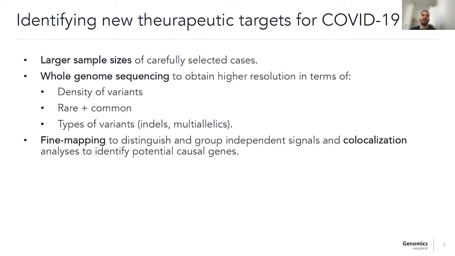The second bit is using whole genome sequencing and going beyond what SNP genotyping can achieve by increasing the density of variants, interrogating rare and common variants, and also being able to assess multiple types of variants, such as indels and multiallelics, that are beyond the scope of SNP genotyping arrays. Finally, we also use statistical methods such as fine mapping to distinguish and group independent signals, and also colocalization analysis to identify potential causal genes. Next slide.